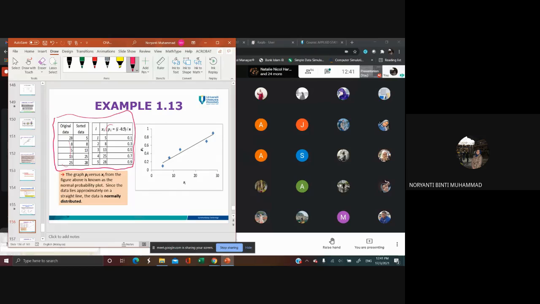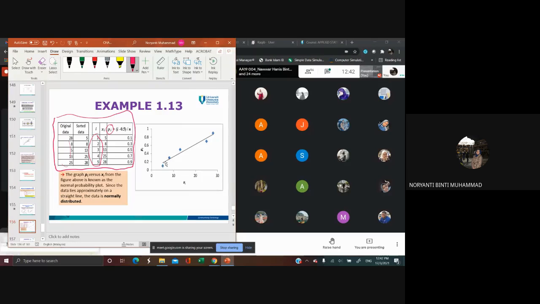So find the probability. How do you find the probability? P equals i minus 0.5, divided by n. What is this small n? The sample size. How many samples do you have here? 5, isn't it? So your P should be between 0 and 1 because it's a probability. When we calculate probability, we don't get more than one. 0 until 1 only.